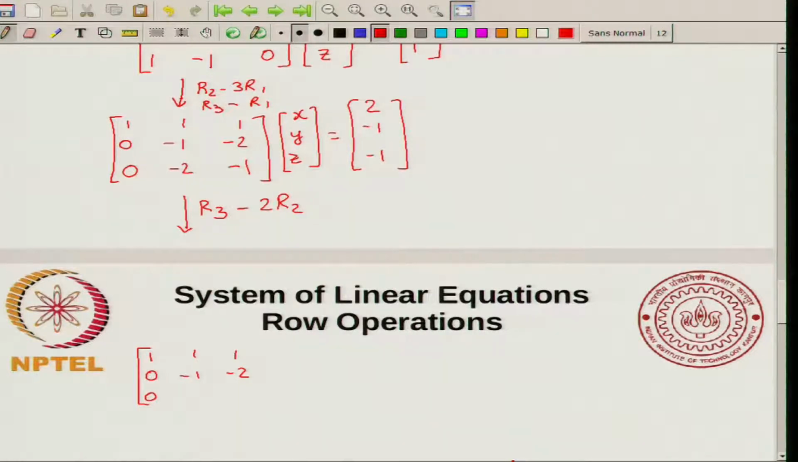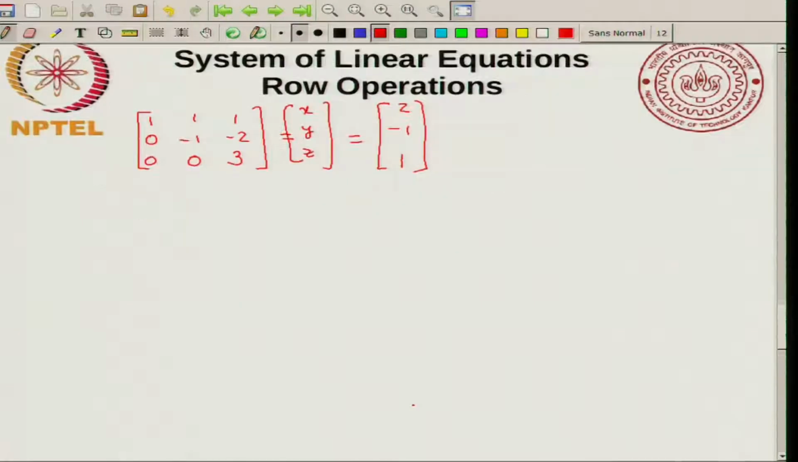Now, minus 2 times minus 1: minus 2 plus 2, that is 0, minus 1 plus 4, that is 3. This times x y z is equal to, on the right side, 2, minus 1, and minus 1 minus 2 times minus 1, so plus 2, that is 1. So, you converted the equations to something like this. The same 3 equations, you did some linear combinations and you got this set of equations. Now, you can immediately see, just look at the third equation.